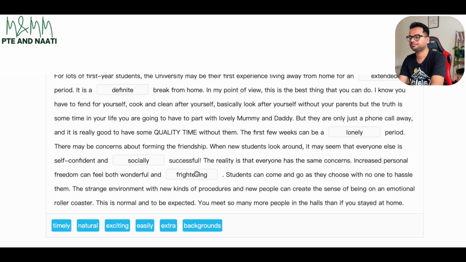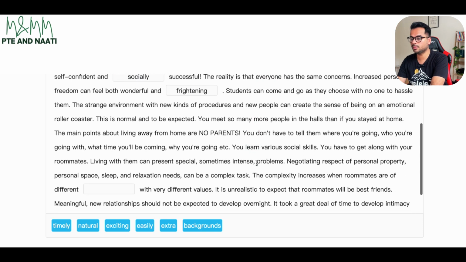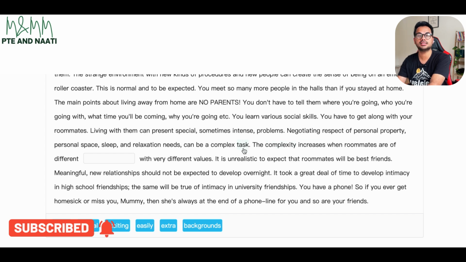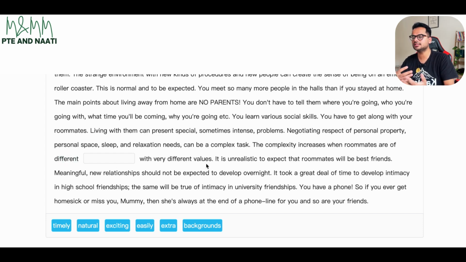Next, again, so many sentences without any blank. Because of the time, I would not be reading them in the exam. I'll read the sentence with a blank, and then if I need, I can read one or two sentences prior just to understand the context. They say the complexity increases when roommates are of different dash with different values. So that already tells me I need a word which we have got roommates from different countries, different cities, different dialects, different cultures, different beliefs, different values. So we need something different dash.